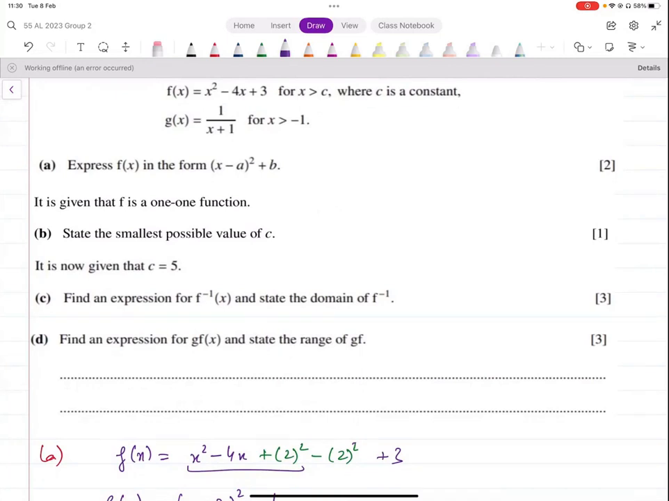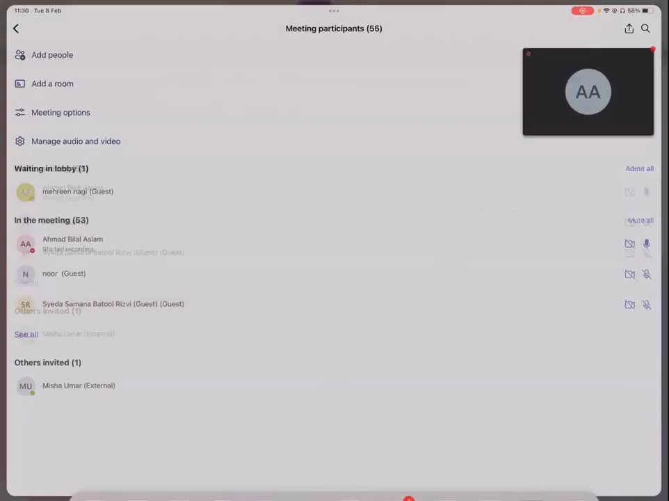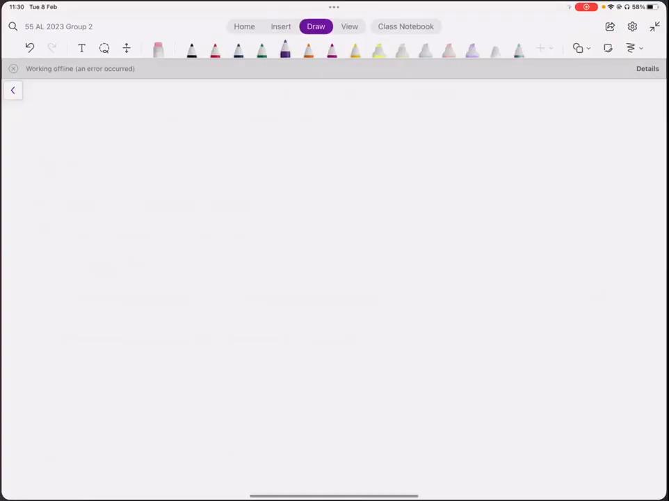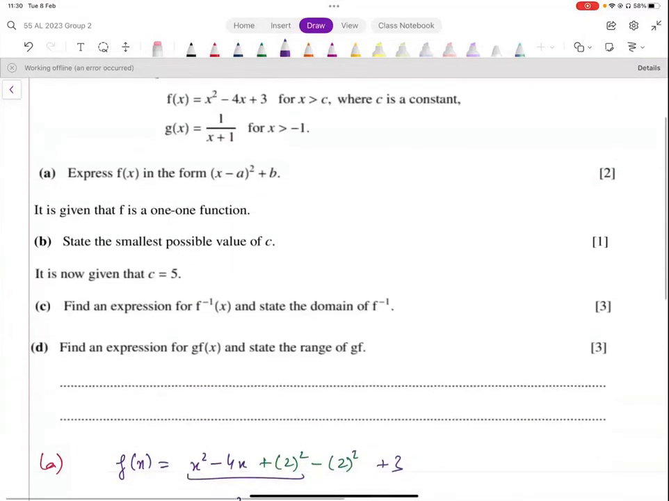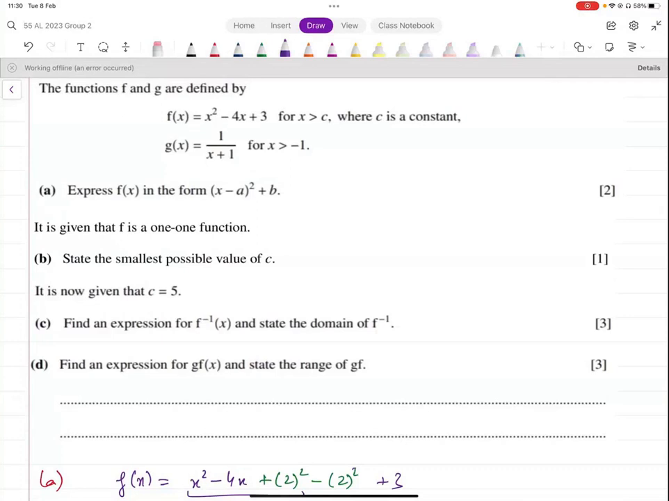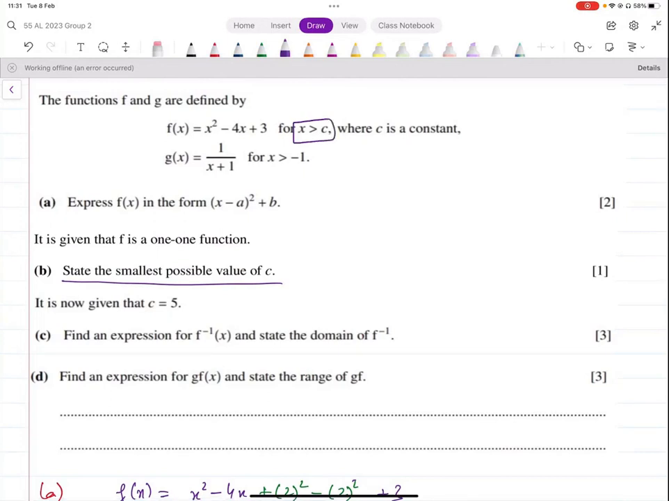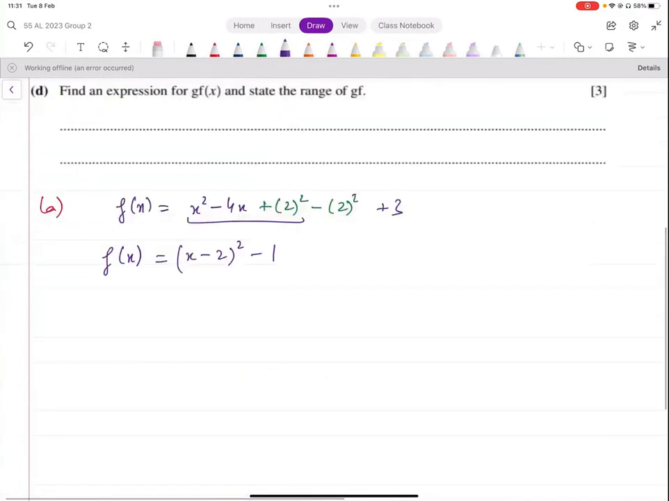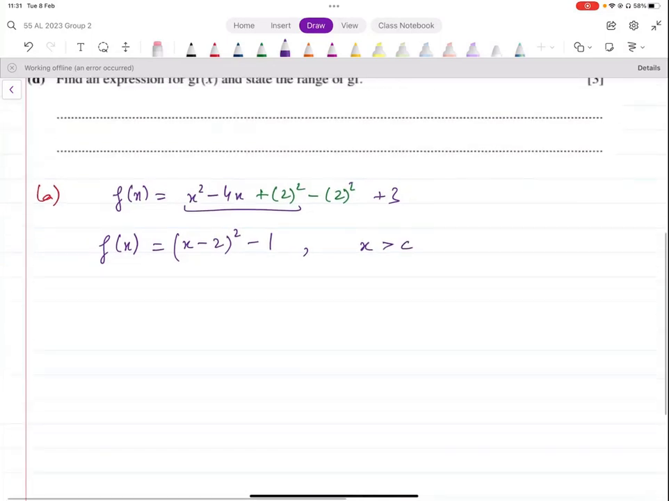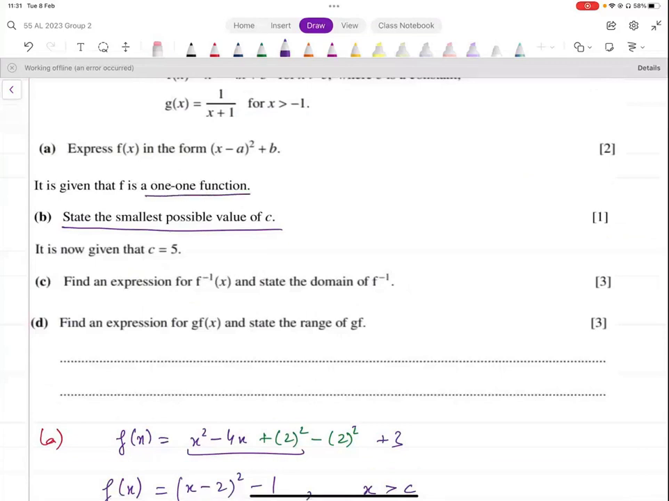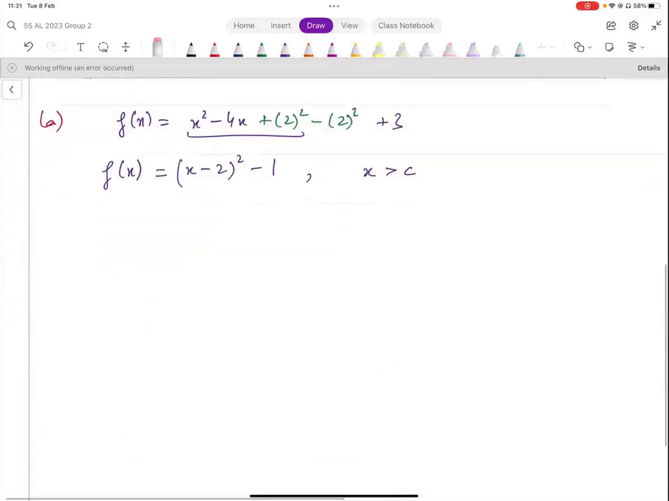It is given that f is a one-to-one function. It has told us that f is a one-to-one function. That's now given. They have told us that here. State the smallest possible value of c. What's c? This is the domain of function f: x greater than c. Given that it's a one-to-one function, we have to state the smallest possible value of c. What will the smallest possible value of c be?